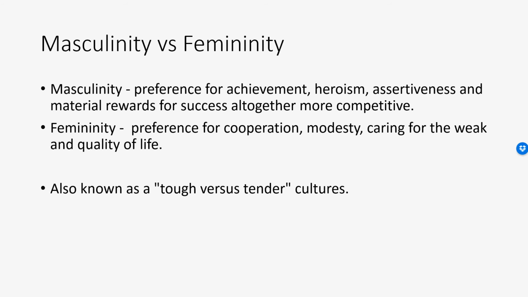The third dimension is related to masculinity and femininity. A high score in this section means that society rewards achievement, heroism, assertiveness, and material reward for success. By contrast, femininity means that society prefers modesty and cooperation, and caring for the weak.